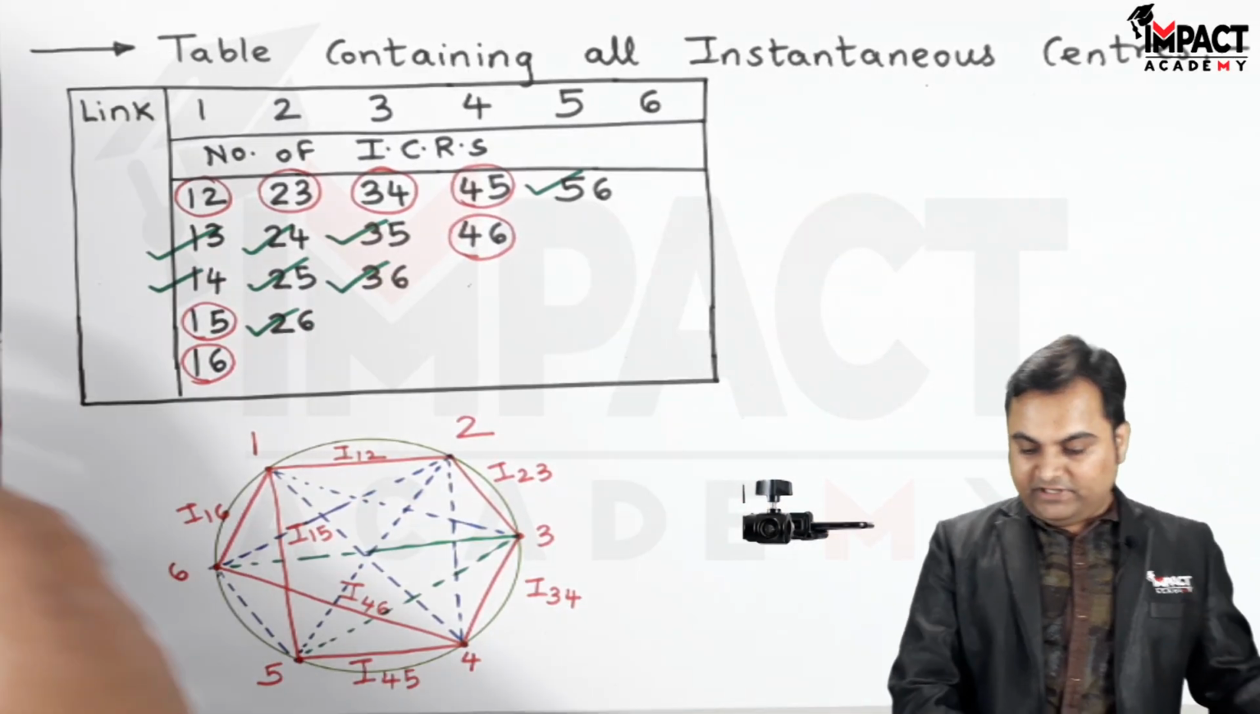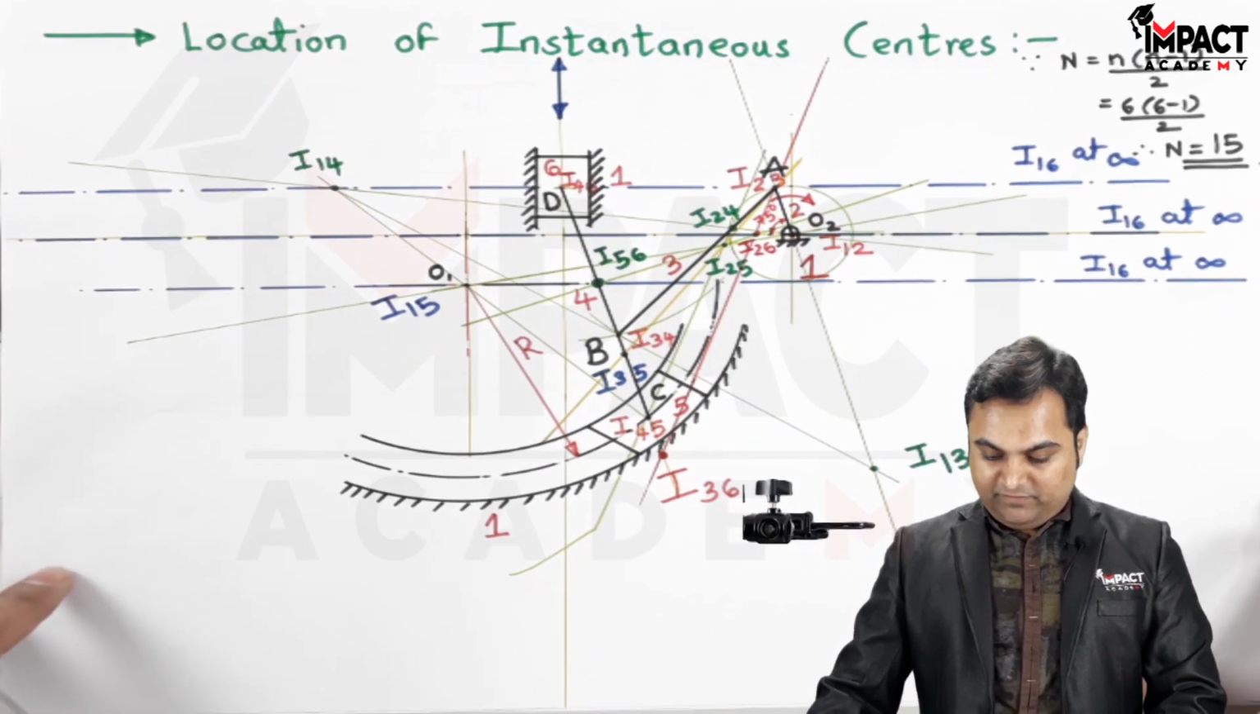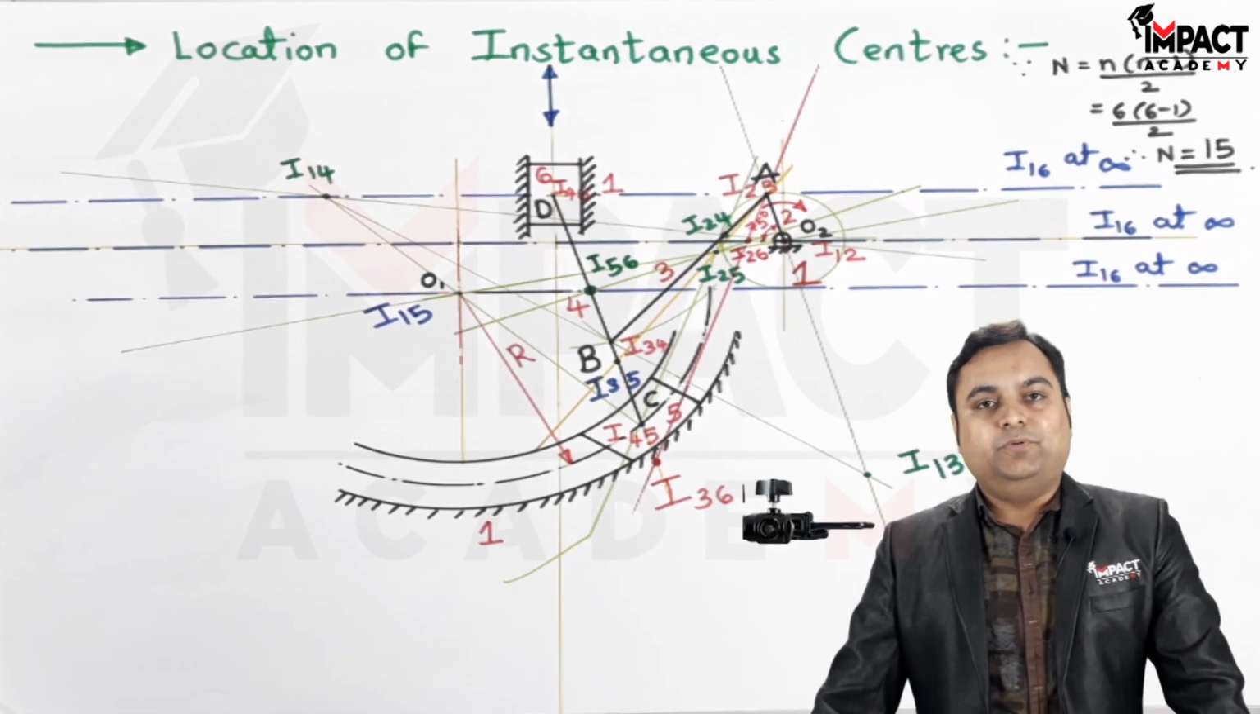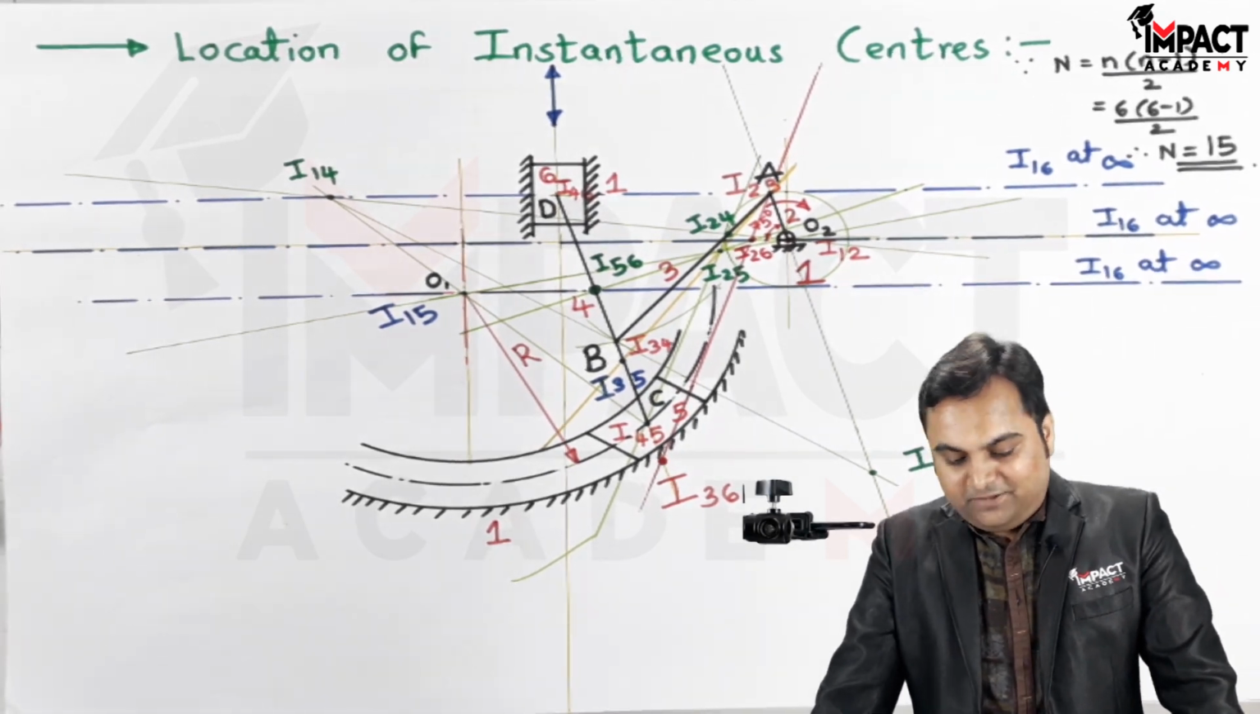So all the 15 ICRs have been located for the given mechanism, and this is the manner in which the problem should be solved. So that completes the question.